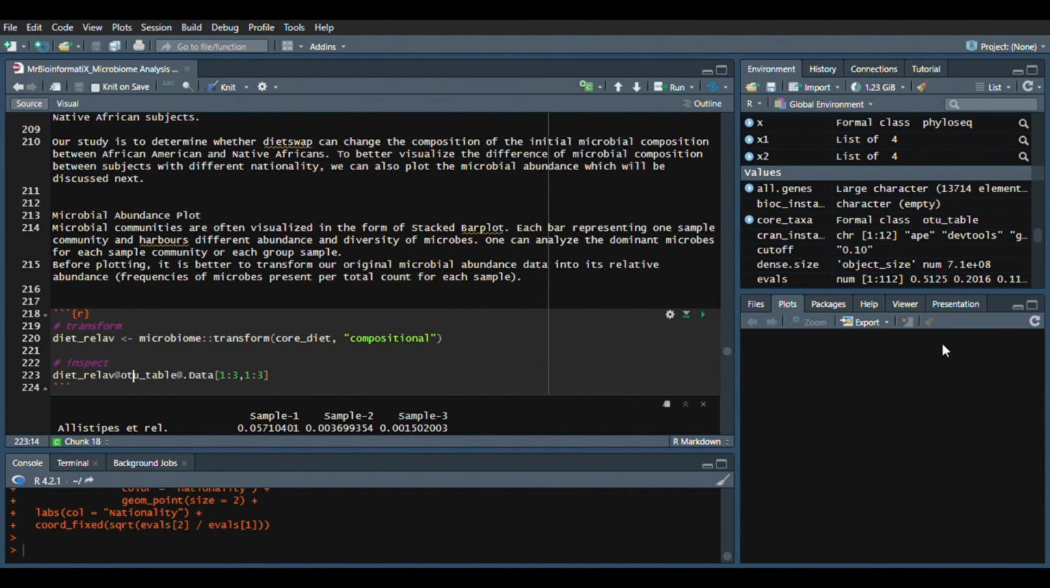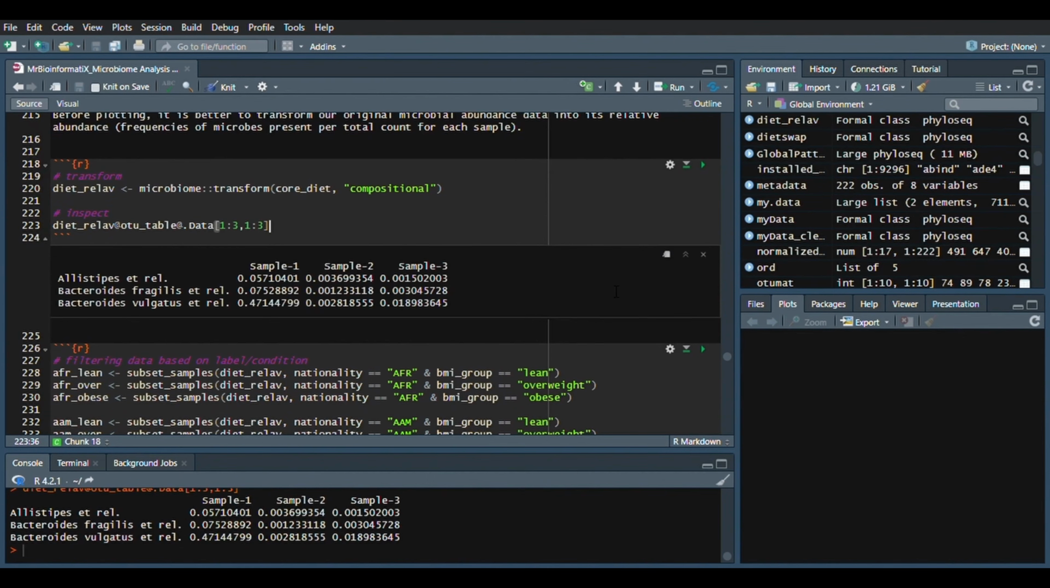Dot relative at OTU table at data 1:3 and 1:3. This line checks the transformed data by looking at the first 3 rows and the first 3 columns of the OTU table in dietary. So let's run our code. And here we have it. The data represents the relative abundances of different microbial species across 3 samples. We have sample 1, sample 2, and sample 3.